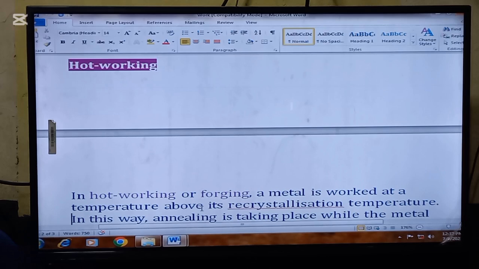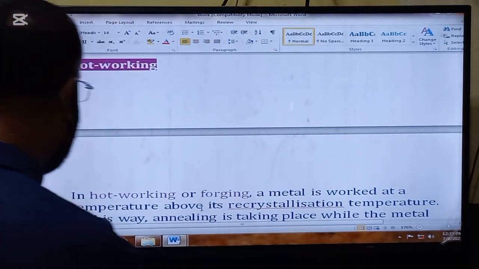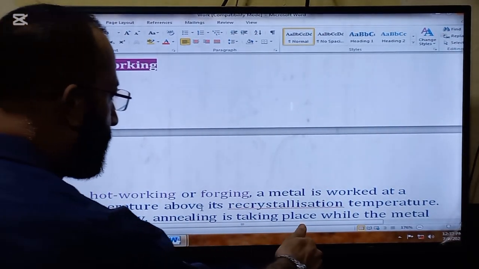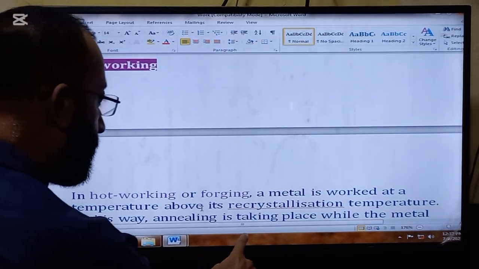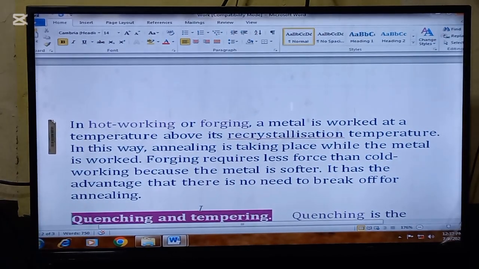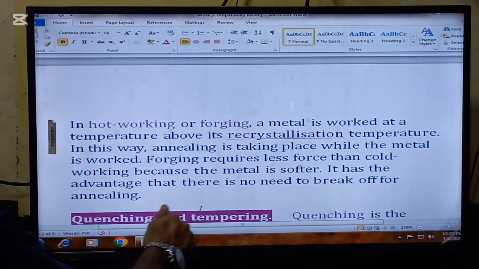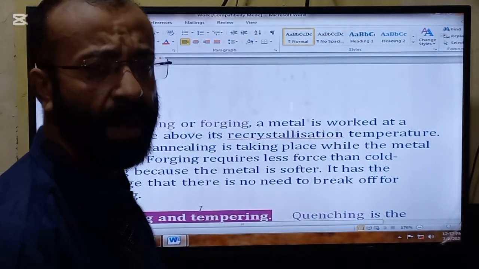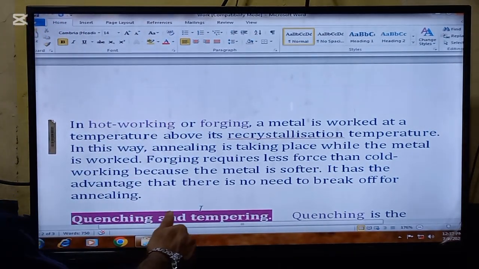The next thing that we are going to read is hot working. In hot working or forging, a metal is worked at a temperature above its recrystallization temperature. In this way, annealing is taking place while the metal is working. Forging requires less force than cold working because the metal is softer because of the high temperature. It has the advantage that there is no need to break off for annealing.